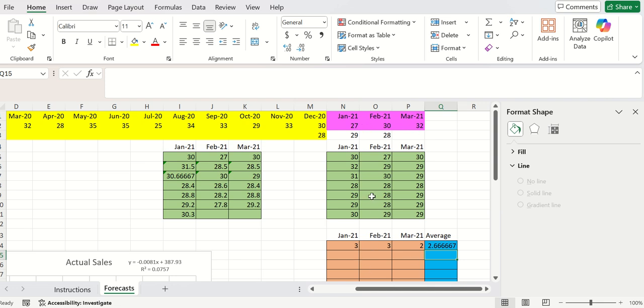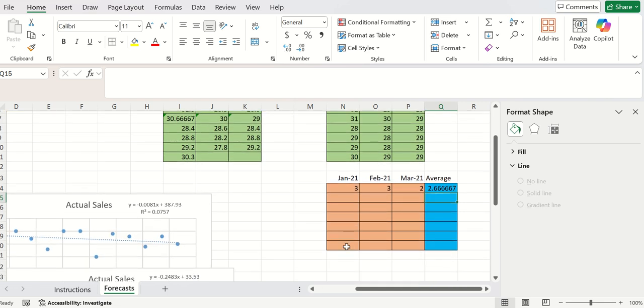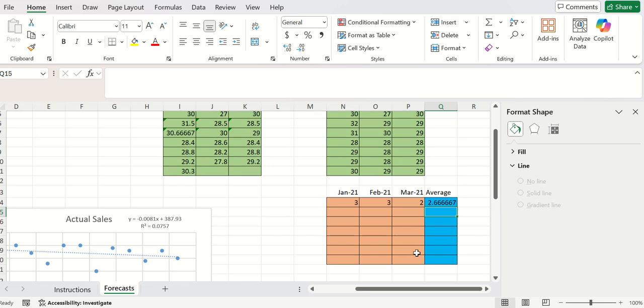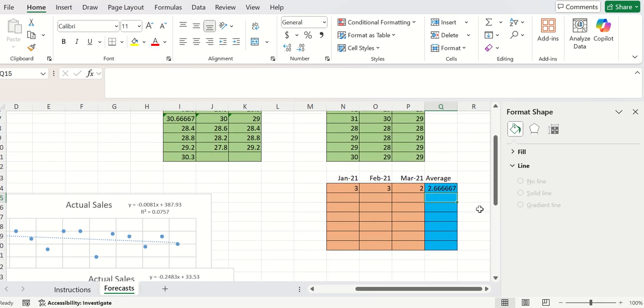You need to now go back through and calculate the MAD for each one of these other items after you put it in there. And what we're looking for at the very end is the forecasting technique which has the lowest average deviation over the 3 months that you have just forecast.